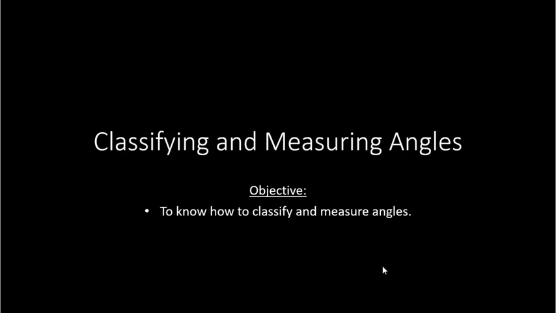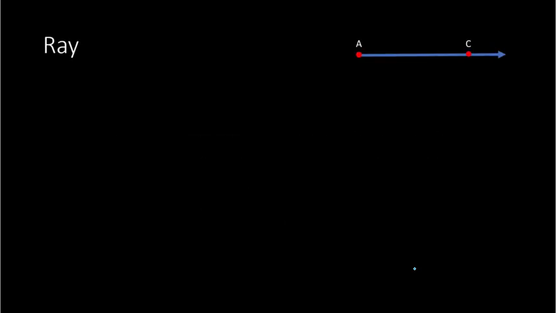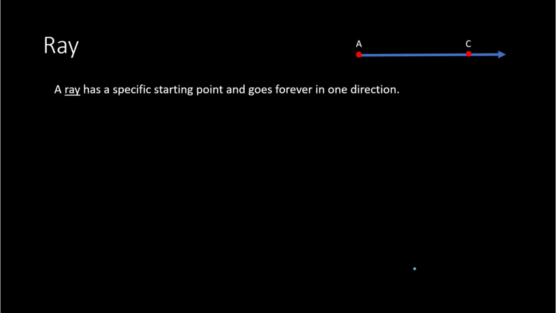In this video, you will learn how to classify and measure angles, as well as how to create angles. So to begin, we first must know the term ray. Now, a ray has a specific starting point and goes forever in one direction. So here we see it starts at point A, and then it's going forever to the right. So it goes through point C, and it goes forever in that direction. So this would be called ray AC.